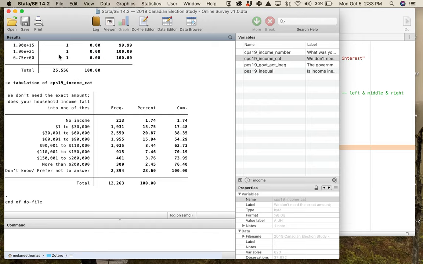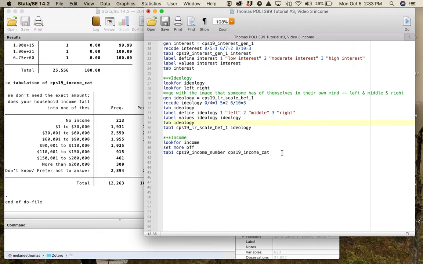Because this is the problem: we can't just work with the people who gave us an answer on the first question and drop the people who gave us an answer on the second question, and vice versa, right? We can't just take these 12,000 people and ignore these 25,000. We've got to figure out how to get these two together so that we can use them all together. This is where we need to do several steps. So the first thing I'm going to do is work with income number.